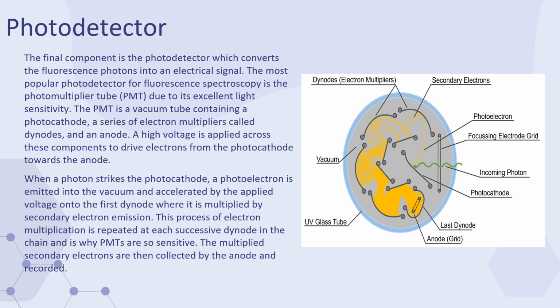When a photon strikes the photocathode, a photoelectron is emitted into the vacuum and accelerated by the applied voltage onto the first dynode, where it is multiplied by secondary electron emission. This process of electron multiplication is repeated at each successive dynode in the chain, and is why PMTs are so sensitive. The multiplied secondary electrons are then collected by the anode and recorded.